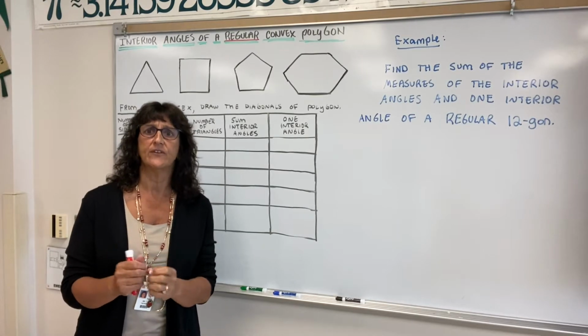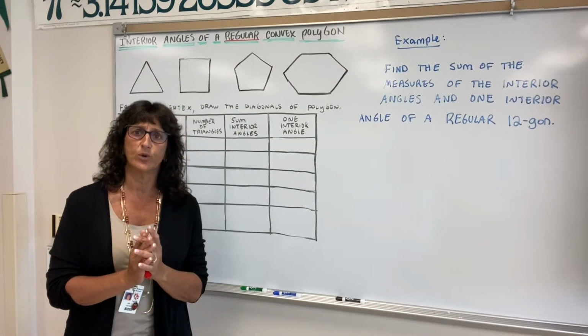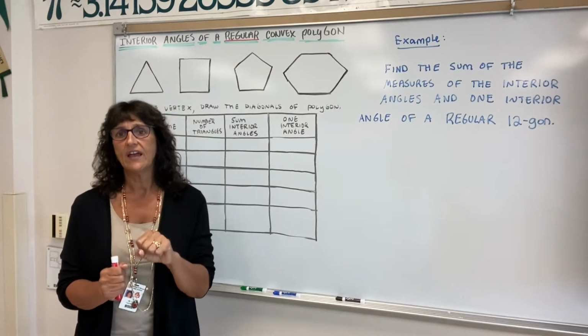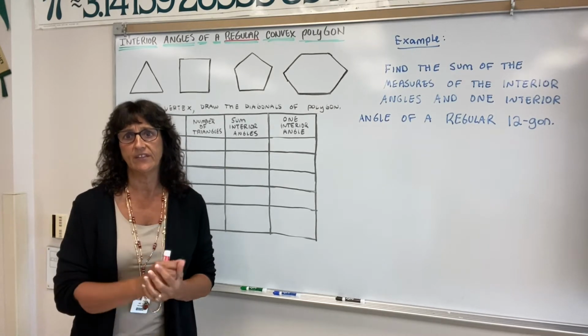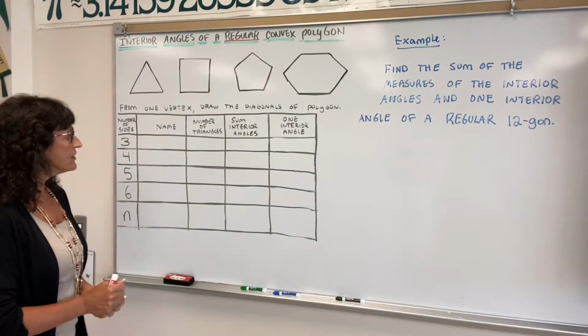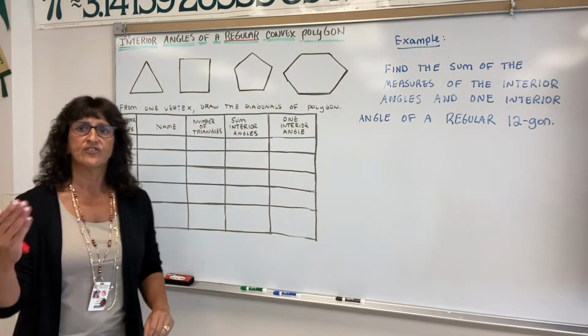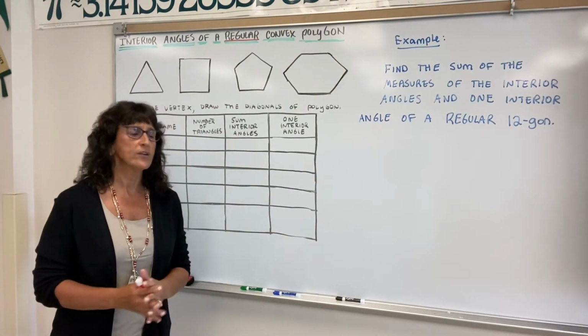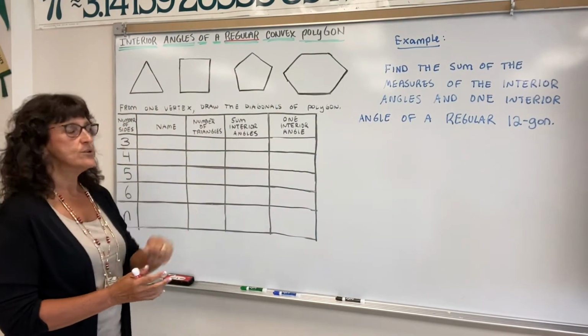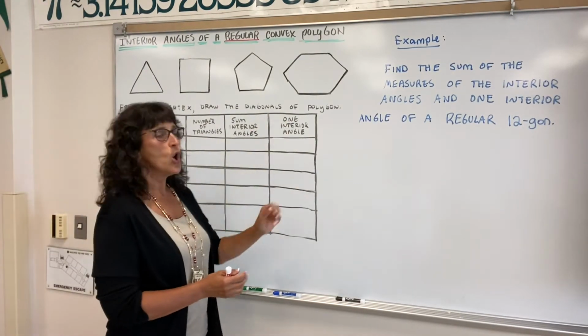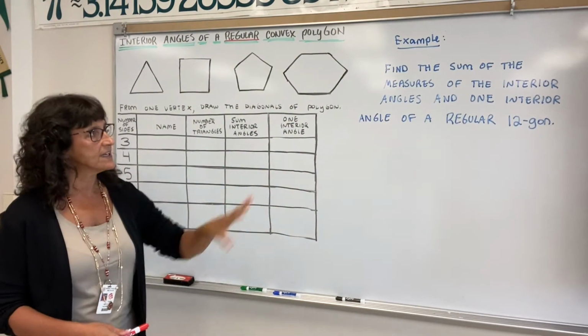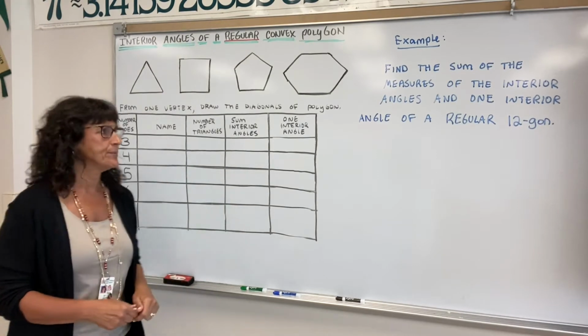This is a couple of pieces of information we need before we actually derive our formulas here. So triangles contain 180 degrees. We're going to build everything off of that. So let's take a look at the board here. We're going to use this chart to see where these formulas come from that we want to use to find the sum of interior angles of a regular polygon and one interior angle of a regular polygon. And then we'll do an example.